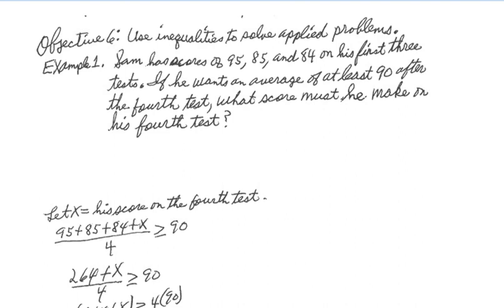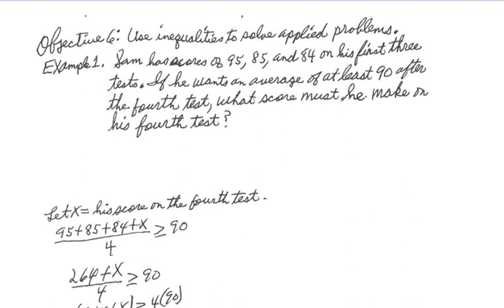Okay. Objective 6. Use inequalities to solve applied problems. Example 1. Sam has scored 95, 85, and 84 on his first 3 tests. If he wants an average of at least 90 after the 4th test, what score must he make on his 4th test?